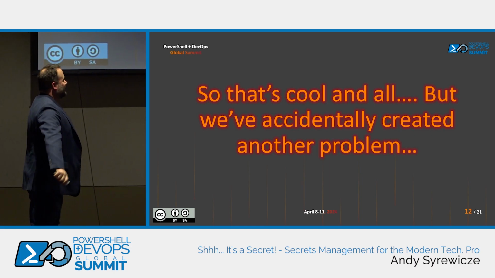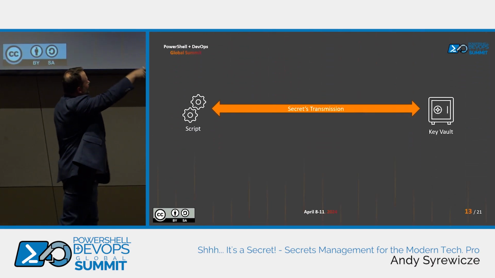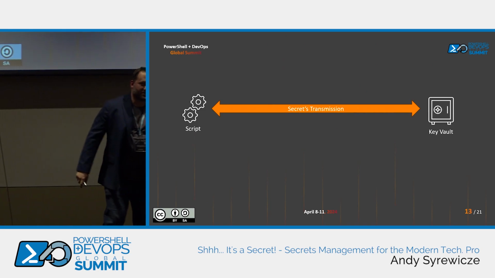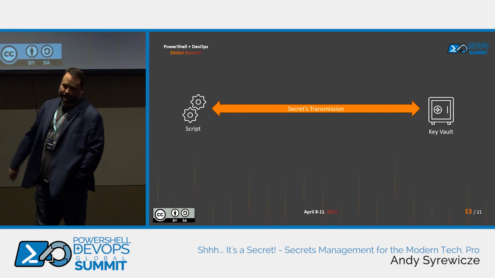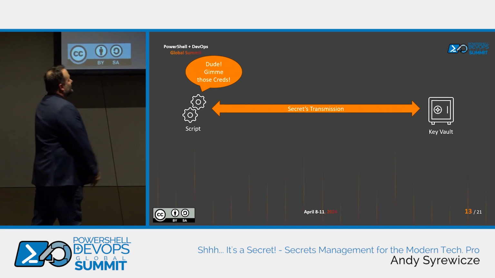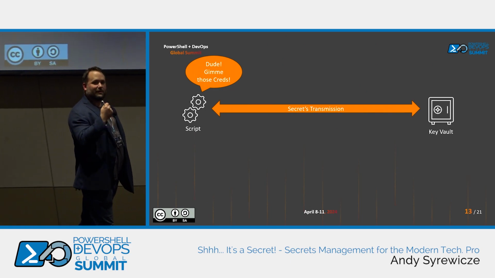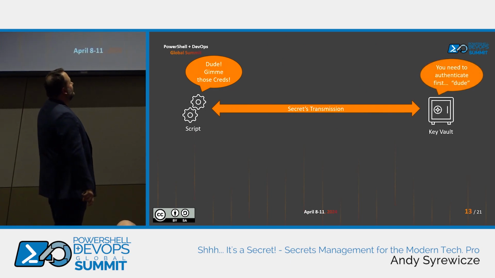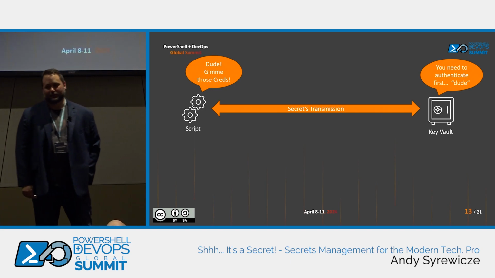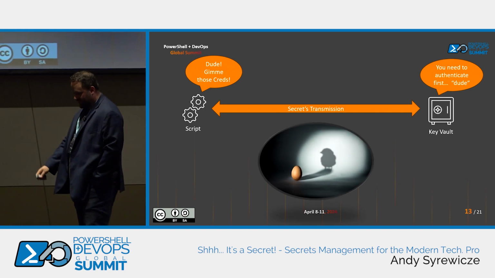Yes, exactly. So I've got Key Vault and my script talking to each other, pulling secrets back and forth. My script says, dude, give me those credentials. I need the creds, man. Give me the creds. Well, you need to authenticate first, right? And so now we have a chicken and egg situation.